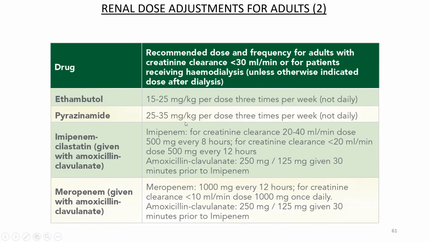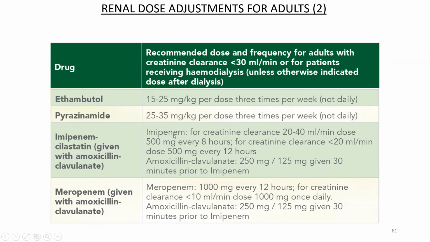Pyrazinamide is also going to be adjusted to 25 to 35 milligrams per kilo per dose 3 times per week, not daily. So we are going to avoid daily dosing, just like the ethambutol. Whereas imipenem, for creatinine clearance of 20 to 40, is given 500 milligrams 8 hourly. But when the creatinine clearance is less than 20, it's given 12 hourly.